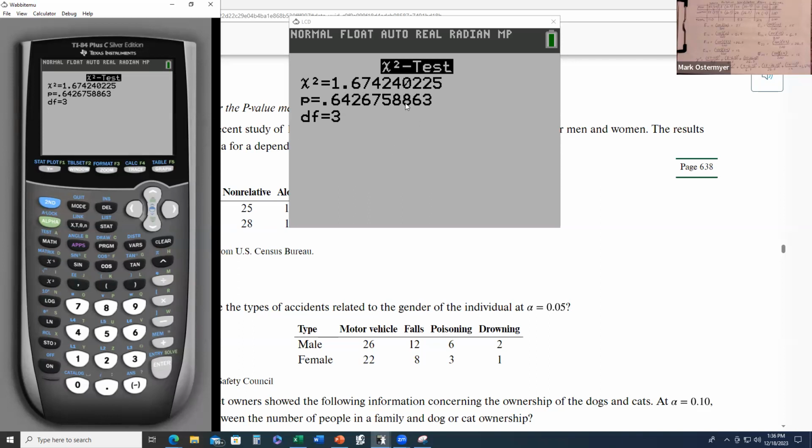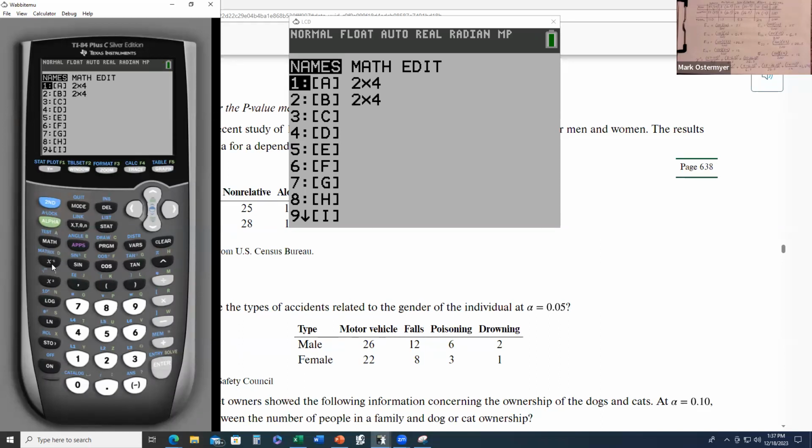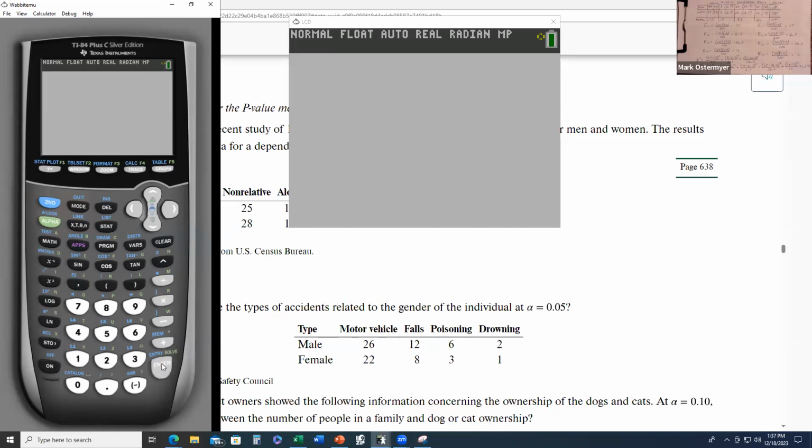So this p-value is much too large to reject the null hypothesis. If you want to look at your expected frequencies that were computed, you go back to matrix, stay on names, and go down to matrix name B, hit enter. Hit enter again, and there's your 8 expected frequencies that were computed.